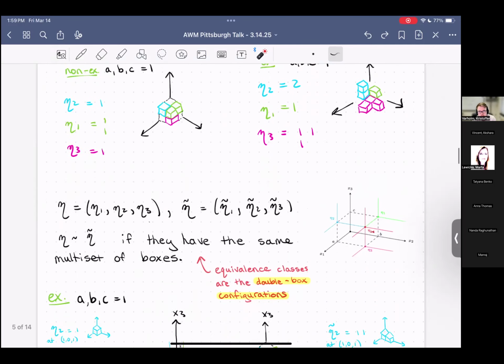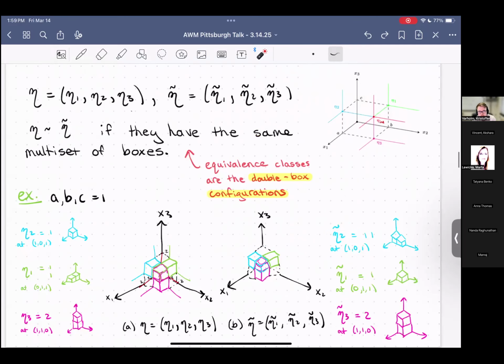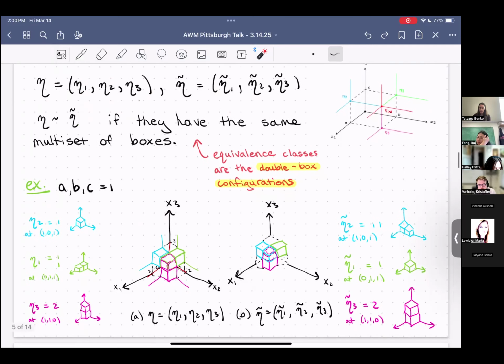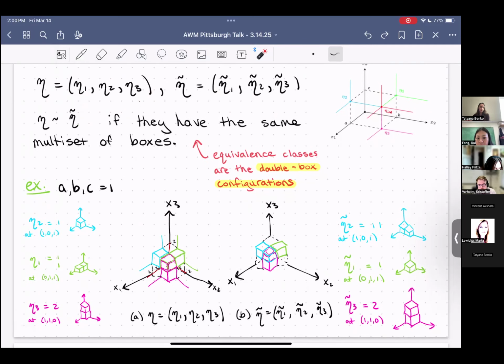All right, so there's one more thing that we need to define these double box configurations. We have these triples of plane partitions that we place in R3 at these base points, and we want them to overlap in eta int as type 2 or type 3 boxes only. But we say that two triples of plane partitions give us the same double box configuration if they have the same multi-set of boxes. Here's an example to say what I mean by that. What I mean is they have the same type 1, type 2, and type 3 boxes. And so what can change is which two plane partitions a type 2 box came from.